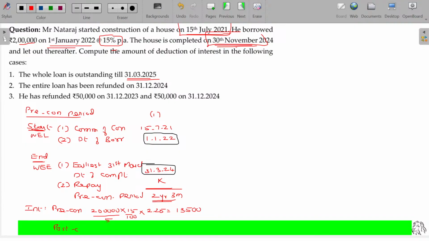Post-construction period interest. 2 lakhs is the loan. In this year, there is no repayment, which means this 2 lakhs remains outstanding for the entire 12 months. So now you have to calculate the interest for the entire 12 months at 15%. This value being 30,000 rupees. Overall interest deduction claimable in this case being 43,500. Is that clear?